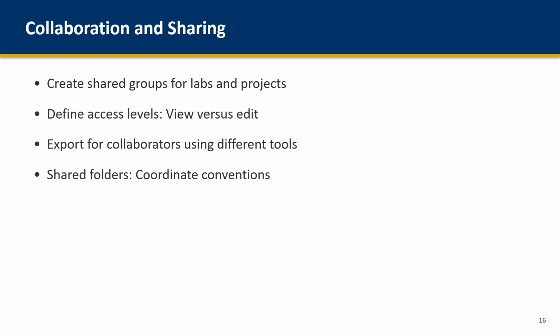Access levels let you control what collaborators can do. You might give lab members full edit access to add and modify sources while giving outside collaborators view-only access. Think carefully about permissions, especially for shared projects where you need to maintain data quality.